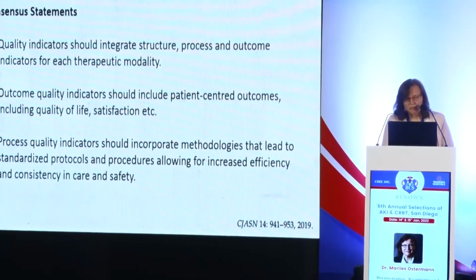which is freely available. There was absolute consensus that quality indicators are needed, and that they should integrate indicators related to structure, the various processes, but also importantly outcomes, and that the outcomes needed to include important patient-centered outcomes that were valued by patients. And there was a strong belief that this was necessary to improve quality of CRRT and to improve processes of care.